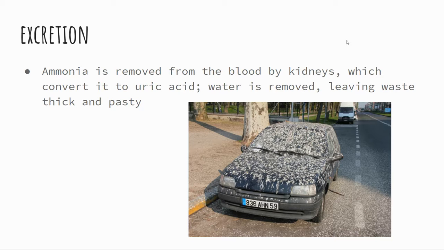Excretion. Ammonia is removed from the blood by kidneys, which is converted to uric acid, and the water is going to be removed, leaving waste as thick and pasty. Birds are going to conserve as much water as possible, which makes their waste almost putty-like. You understand bird excretions, just like the picture here on a car.